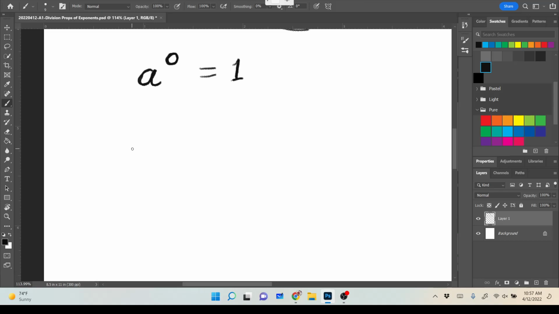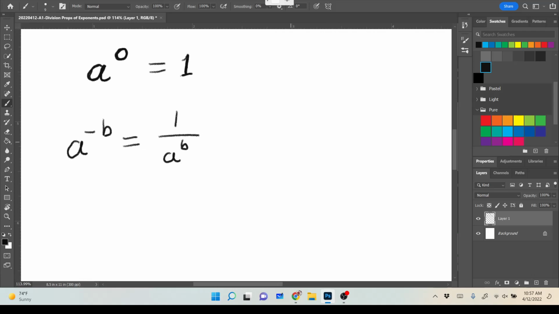Second property is this. a to the negative 1. Actually, we shouldn't write it that way. How about a to the negative b? Because it doesn't have to be a 1. Equals 1 over a to the b. Also, the other way around also works. If we have 1 over a to the negative b, that equals a to the b.